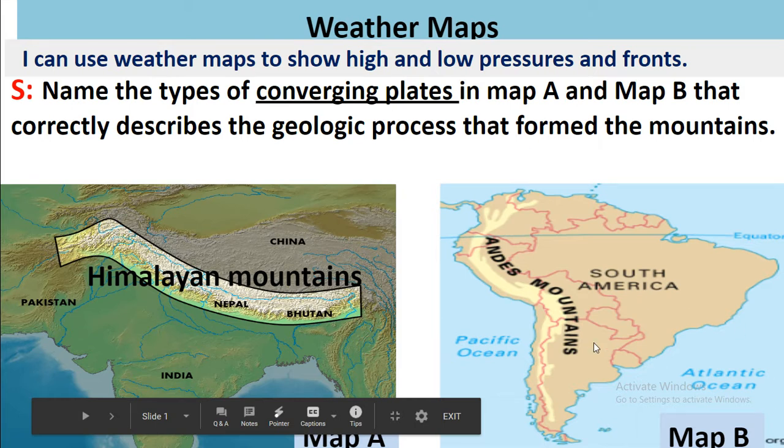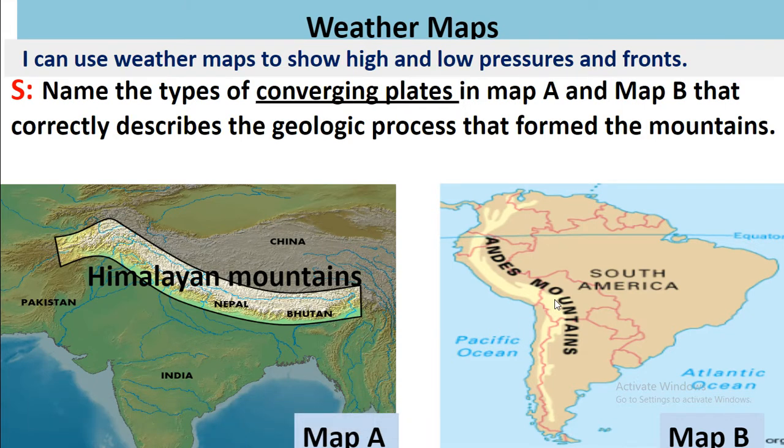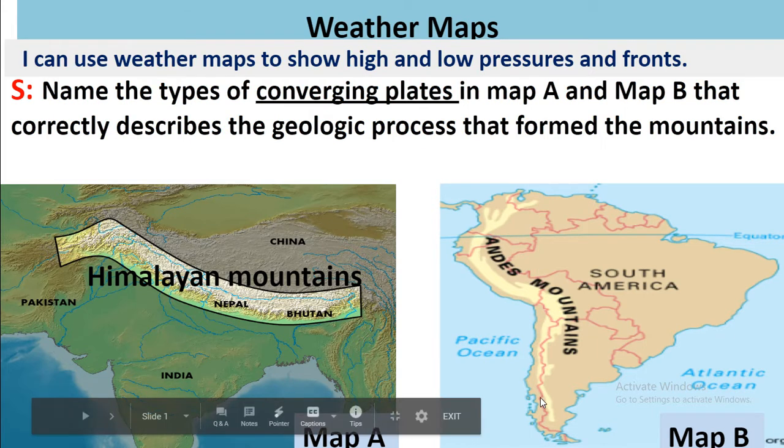Over here in Map B, we have the Pacific Ocean converging with South America. So here you have the oceanic plate subducting underneath the continental plate. And here you're going to get volcanic mountains and trenches in the water.